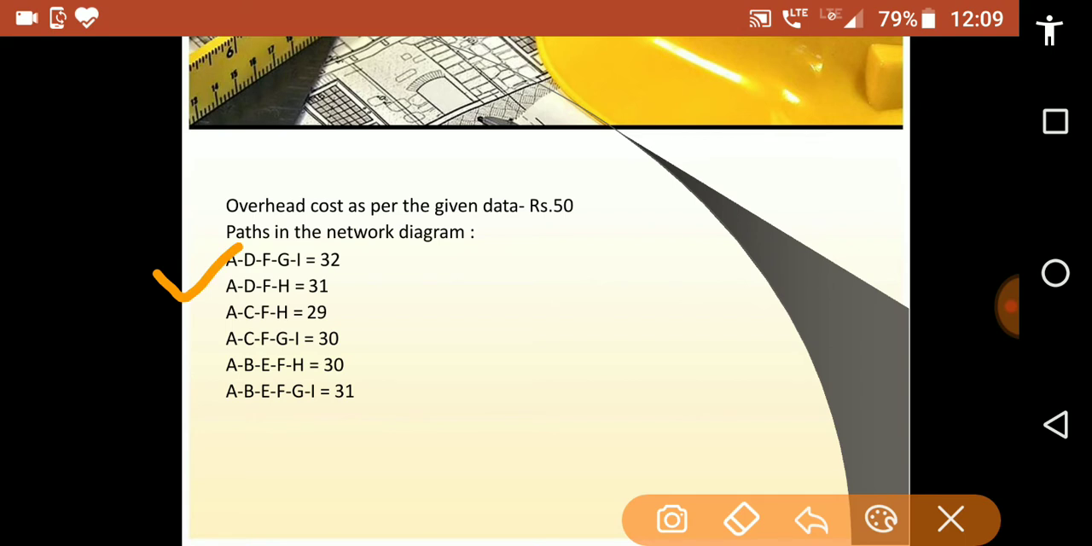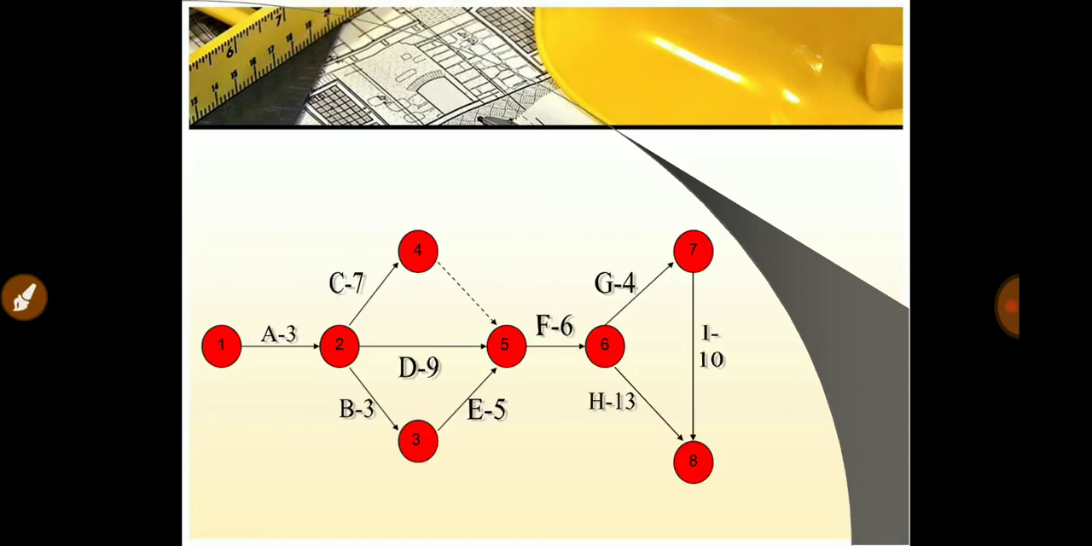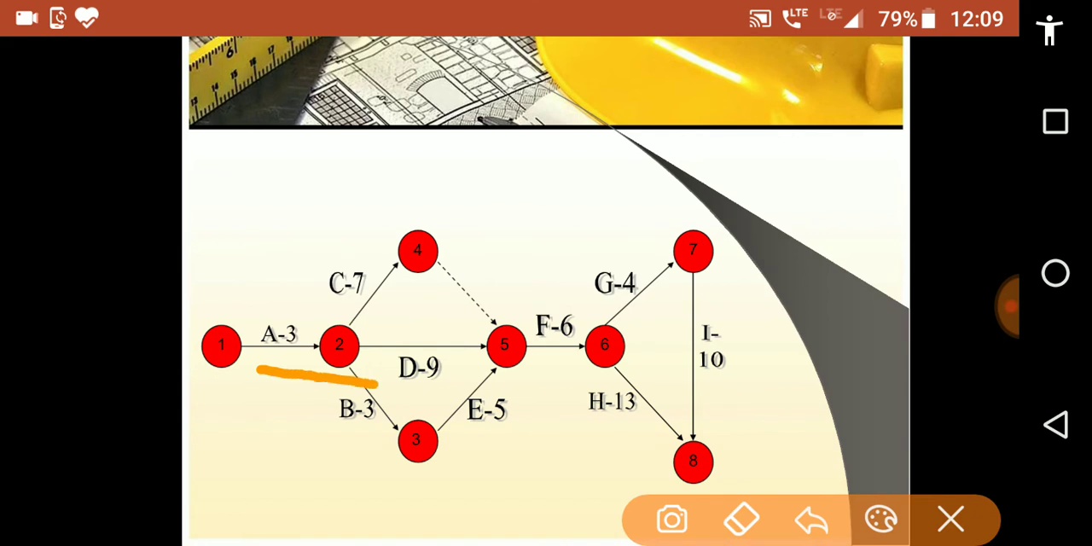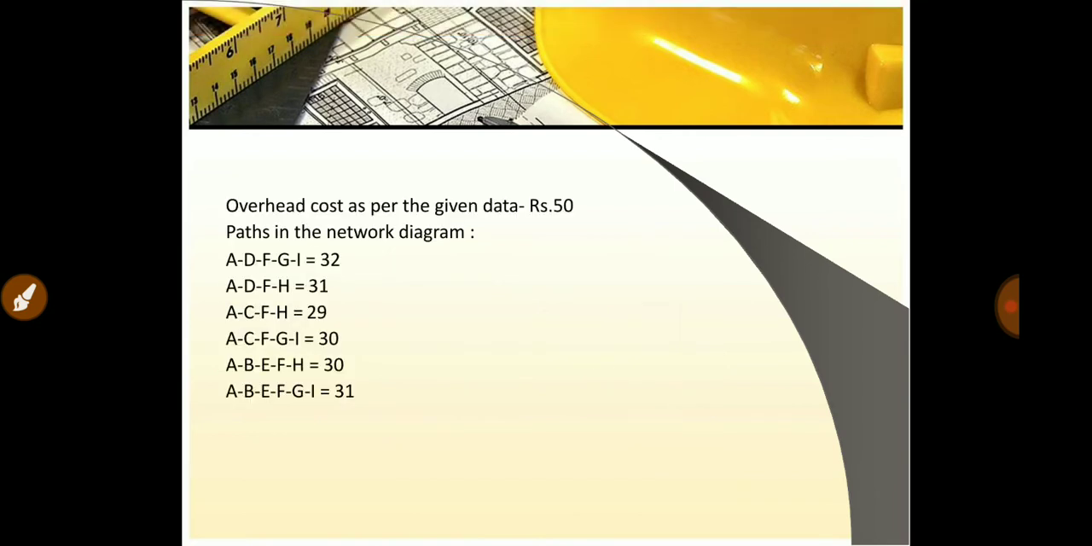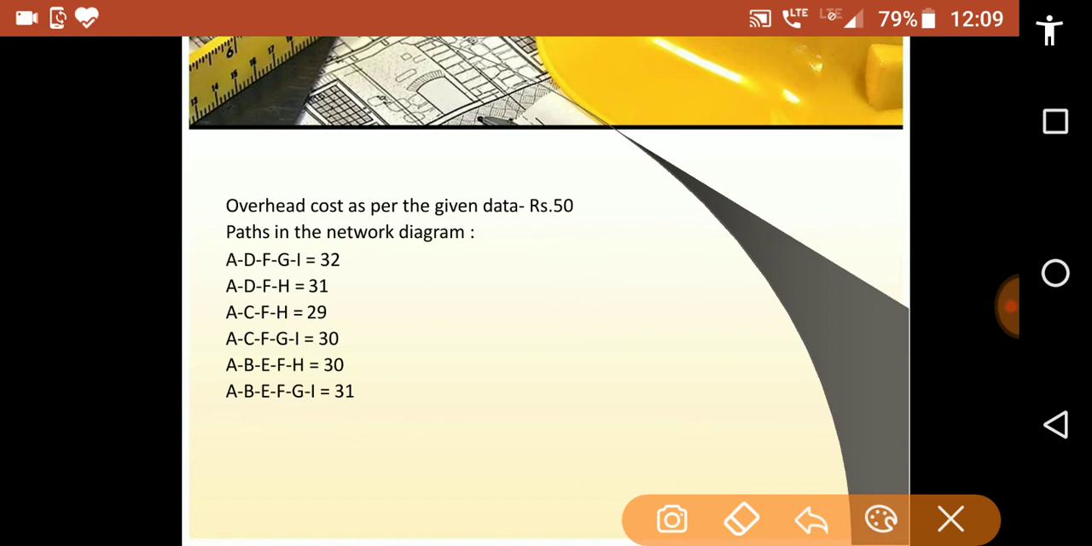Next path in the network is ADFH. Let us see this path A, D, F and H. The value of this path is 3 plus 9, which is 12, plus 6 is 18, plus 13 equals 31. So the total duration of this path is 31 weeks.